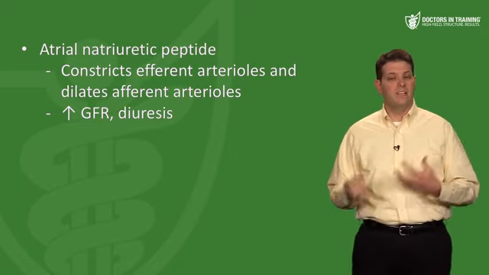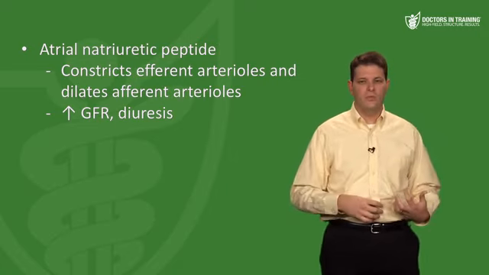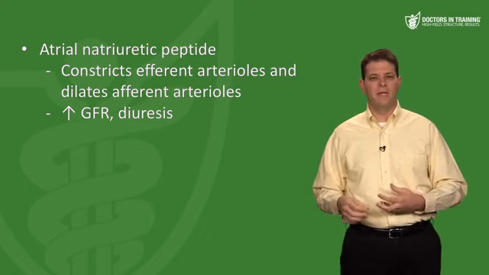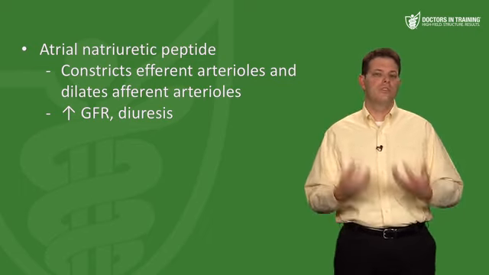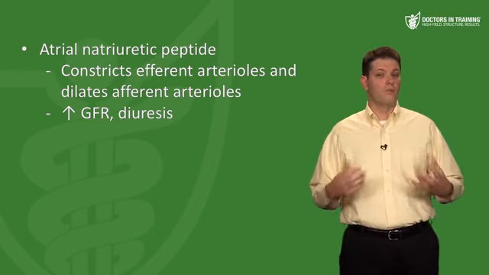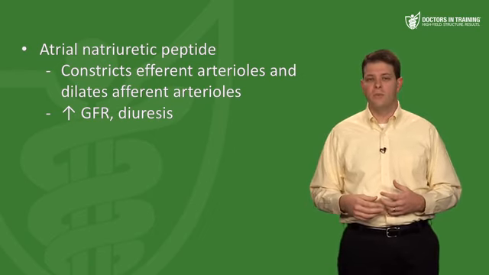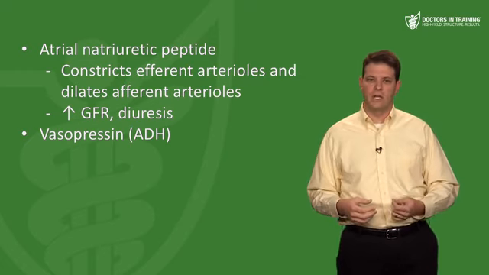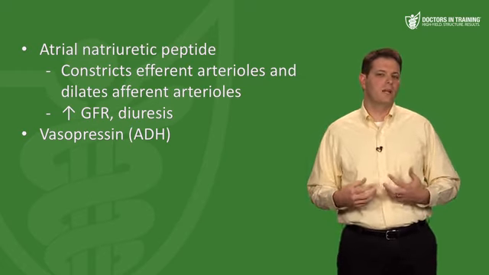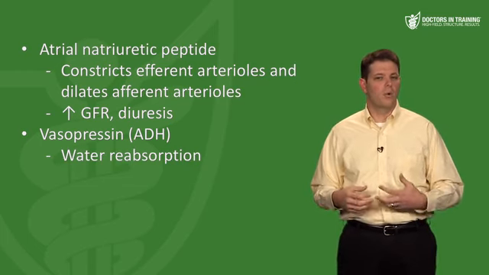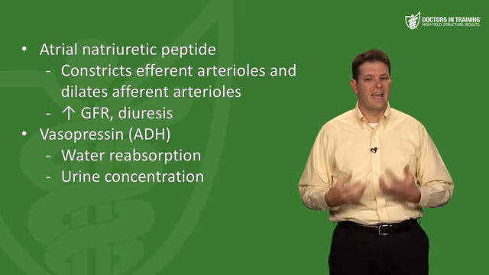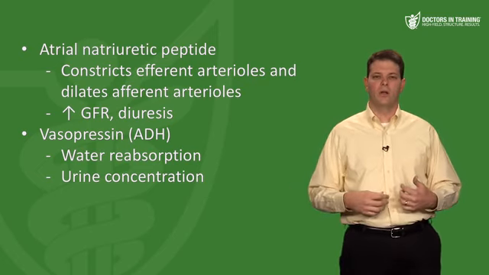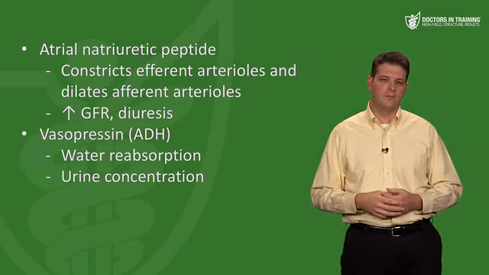So ANP does the opposite of aldosterone. Instead of retaining fluid and expanding the intravascular volume and raising the blood pressure, ANP causes diuresis and helps to reduce the blood pressure a little bit when the atria become overfull. The kidneys also respond to vasopressin, which is also called antidiuretic hormone, or ADH. And we've seen how ADH permits the collecting tubules to reabsorb water and therefore concentrate the urine. Remember, antidiuretic hormone causes anti-diuresis, which means you're retaining water and you're concentrating the urine.